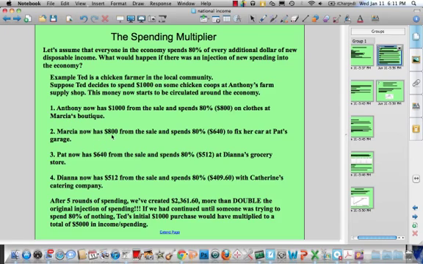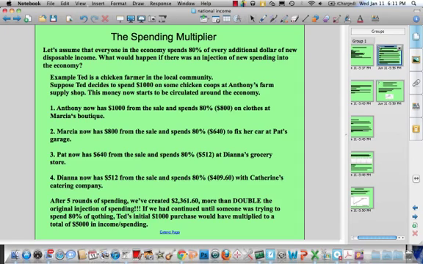Marsha now has $800. She spends 80% of it to fix her car. Pat, who owns the car garage, now has $640 from the sale and spends 80% at Diana's grocery store, and on and on and on. You'll notice here that after 5 rounds of spending, so 1, 2, 3, 4, 5, if you add up all of those spending amounts, we've created $2,361, more than double the original injection of spending.